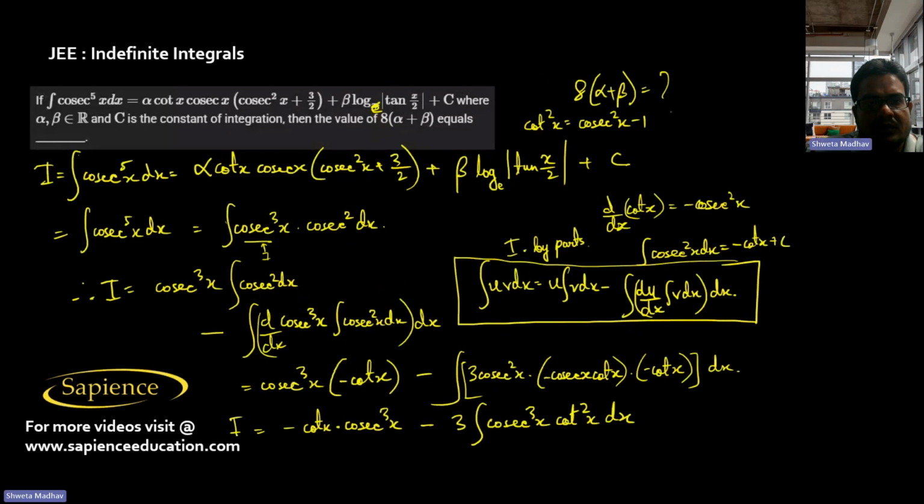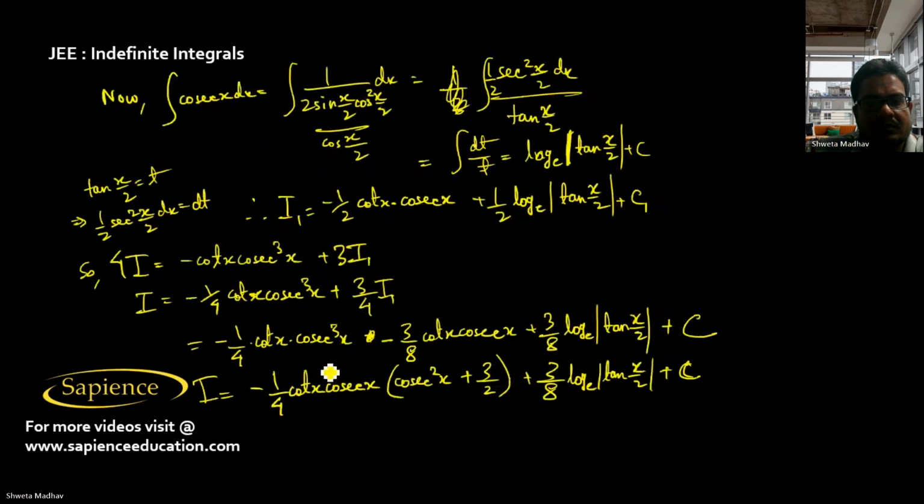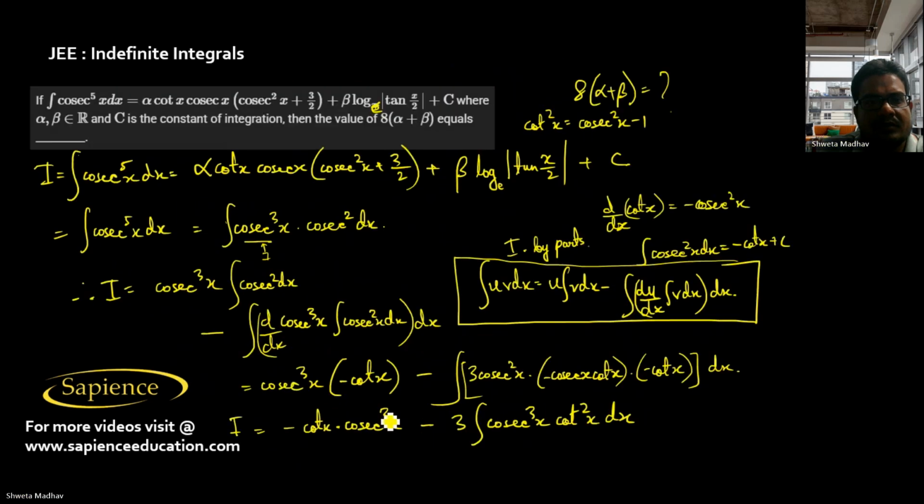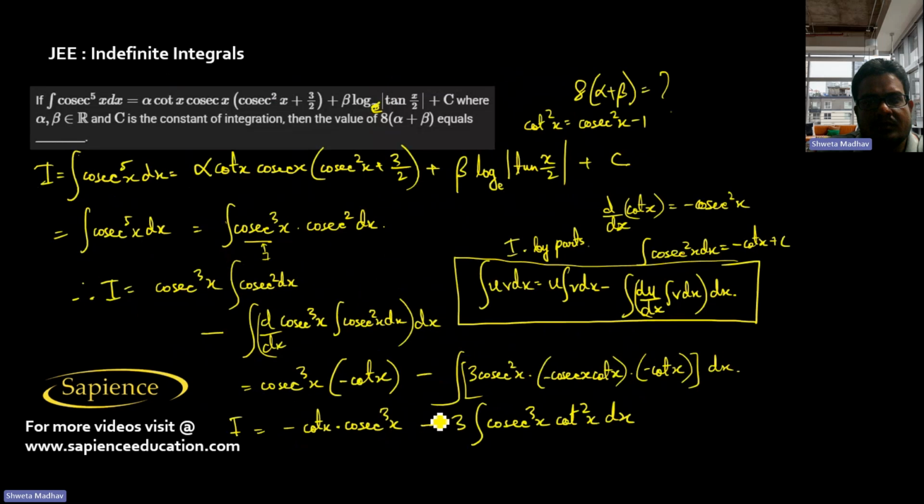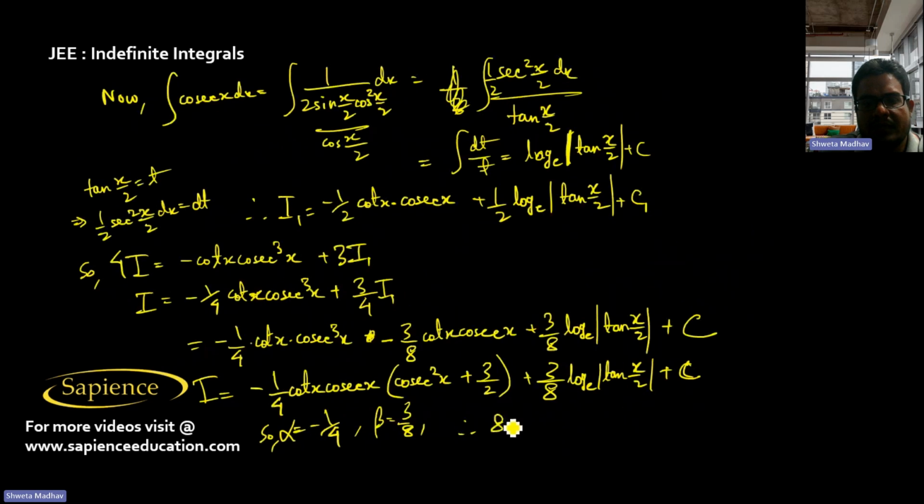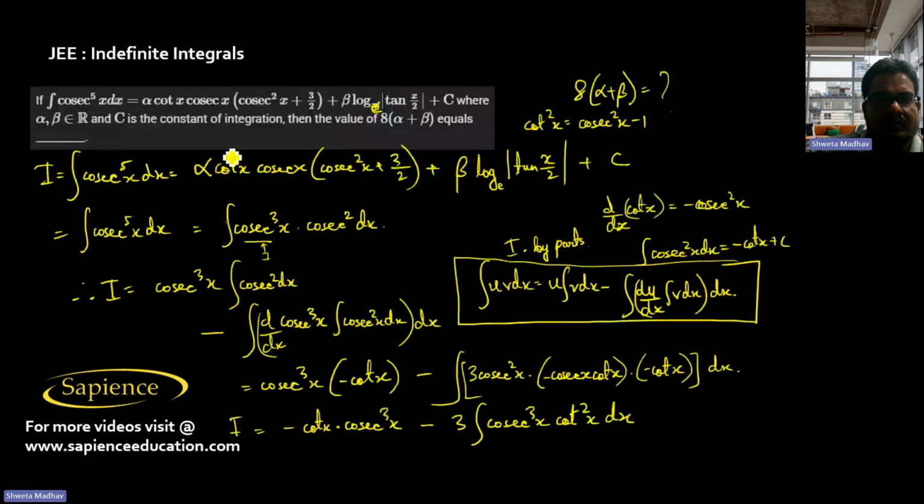Now this one is alpha, so I can say alpha is equal to minus 1 by 4, and beta is equal to 3 by 8. Therefore, we have to find 8 into alpha plus beta. So that is 8 into minus 1 by 4 plus 3 by 8, which is 8 into, since LCM is 8, minus 2 plus 3, so that is 1 by 8 into 8. That is 1. So 1 is the answer.